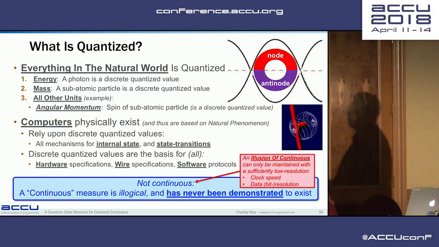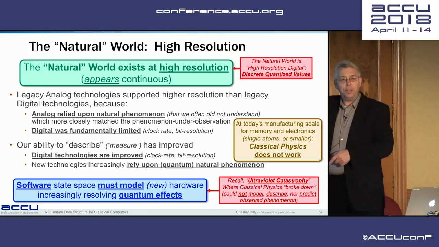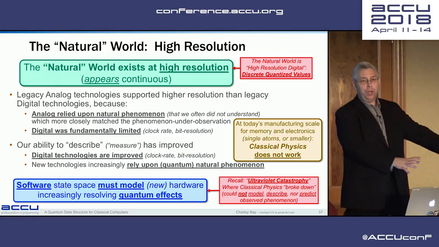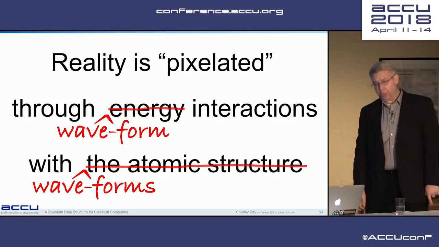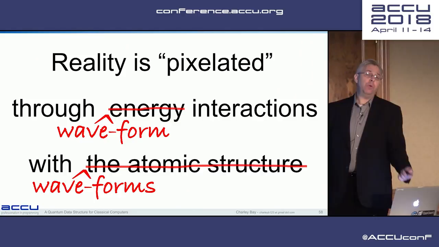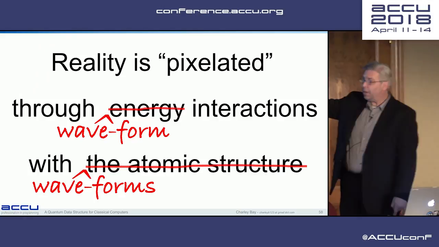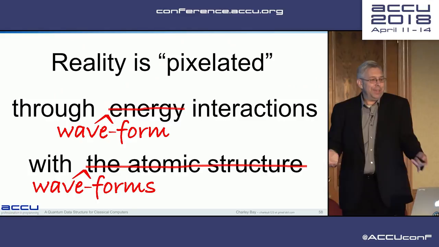So the natural world's high resolution, software, blah, blah, blah. It doesn't match math. It doesn't match observed reality the old way, the Newtonian way, the assumption of continuous. That's not true. Everything is energy interactions with the atomic structure. Reality is pixelated through energy interactions with the atomic structure. That's it. That's all quantum computers are doing. There are so many ways to build quantum computers. We're building and discovering new ways all the time because we're fiddling around with these quantized values. It's there. It's just your resolution, your ability to measure is limited.